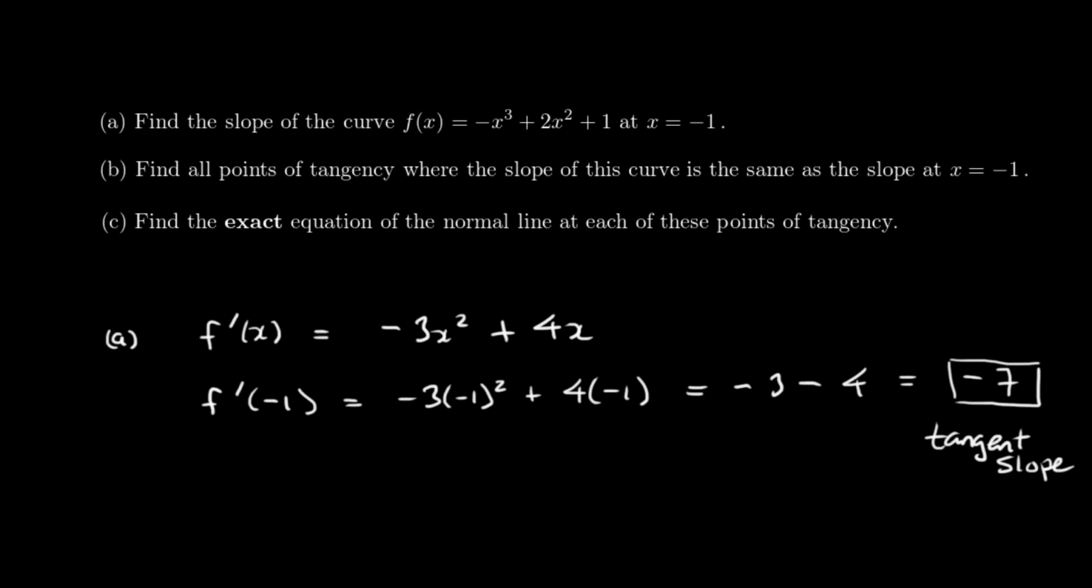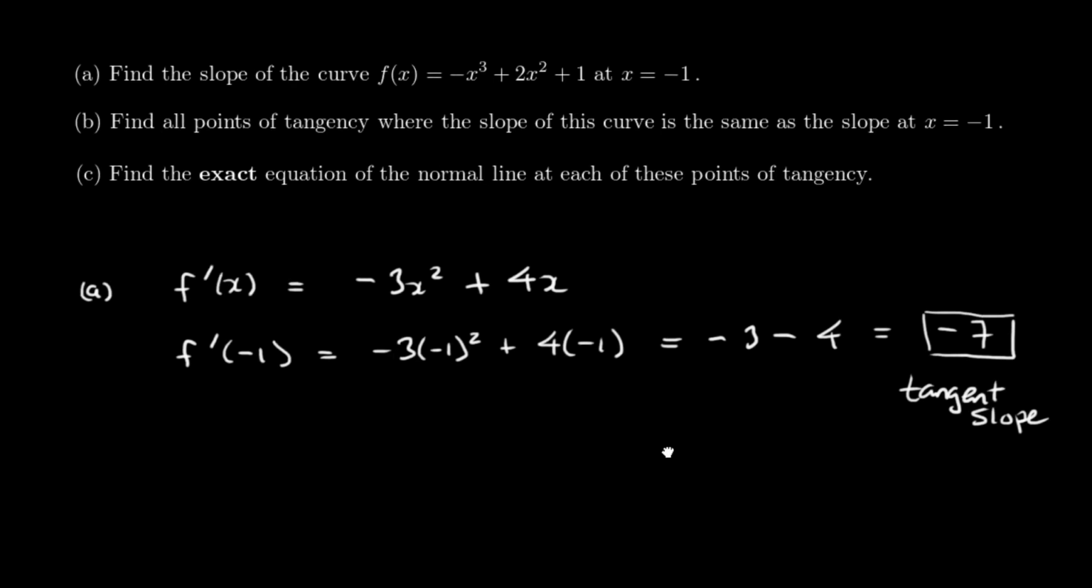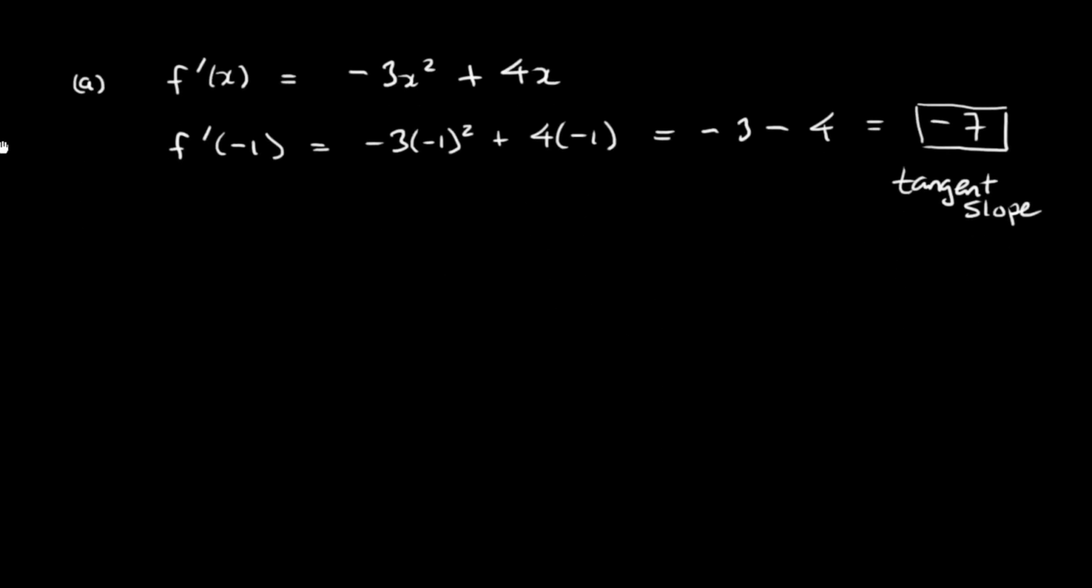So we got our slope of our curve at -1. So now let's consider part B. Part B is asking us to find all points of tangency where the slope of this curve is the same as the slope at x equals -1. So are there any more points on this cubic polynomial function that have the same slope as we found in part A, or -7? Well, that's a good question. But we got our derivative, so we can easily handle that. Part B is essentially just saying, can you find all x values that make your derivative equal to -7? So we want our slope of our curve to be -7.